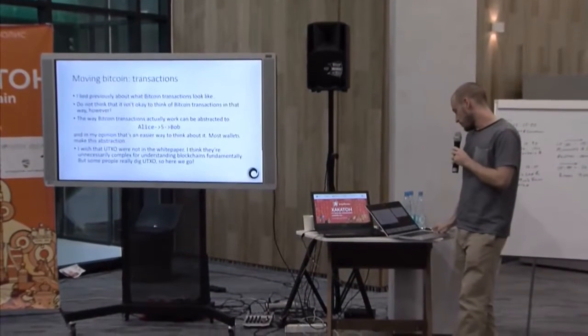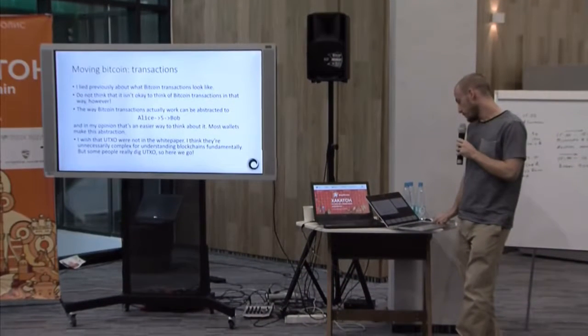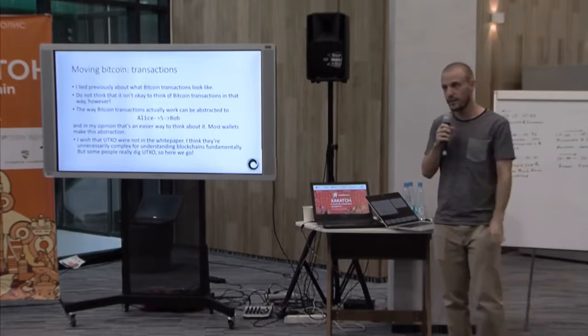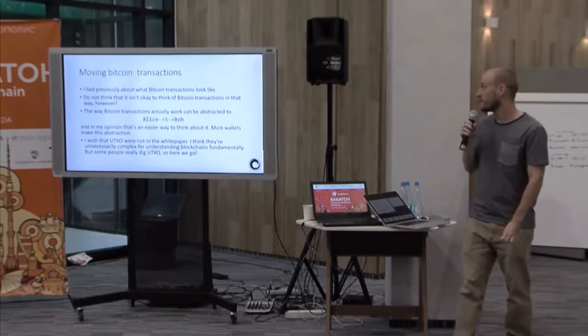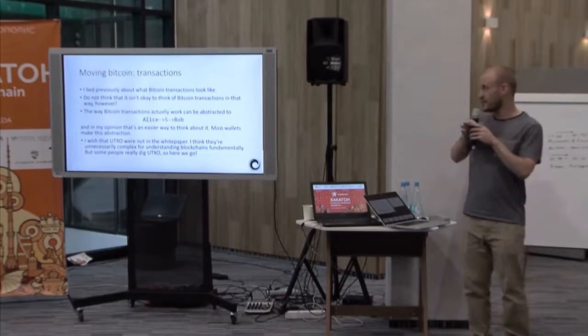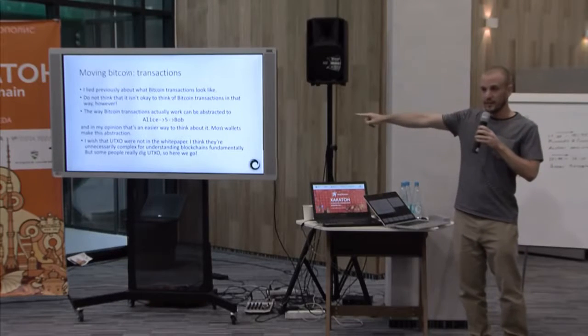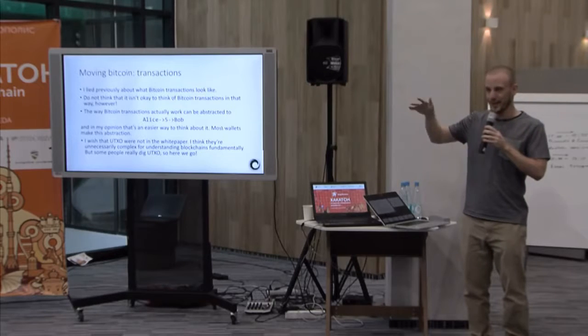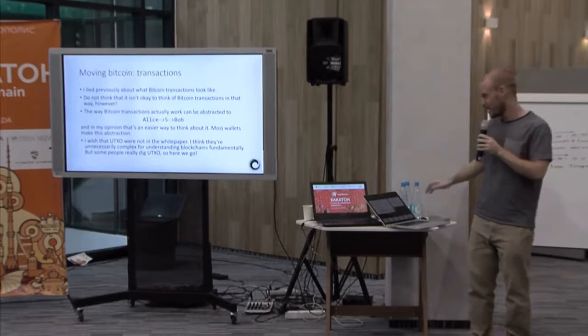All right, so what are transactions? I'm going to skip over what transactions actually are in Bitcoin because it's kind of complicated. For now, we can basically say a transaction looks like that: Alice sends 5 to Bob. That's really not how it works. It's more complicated, but abstractly, it's okay to think of it that way.